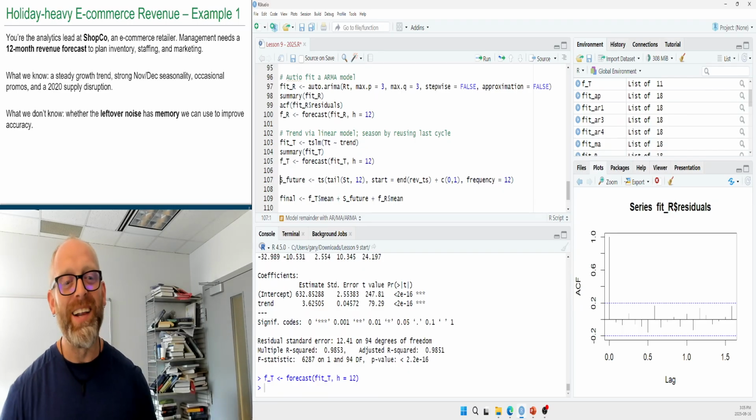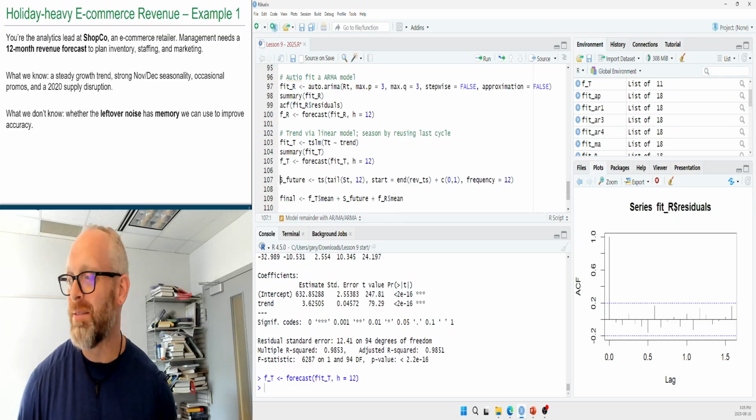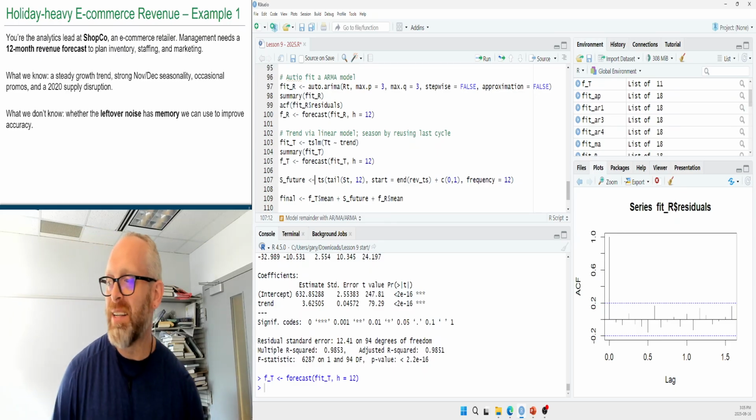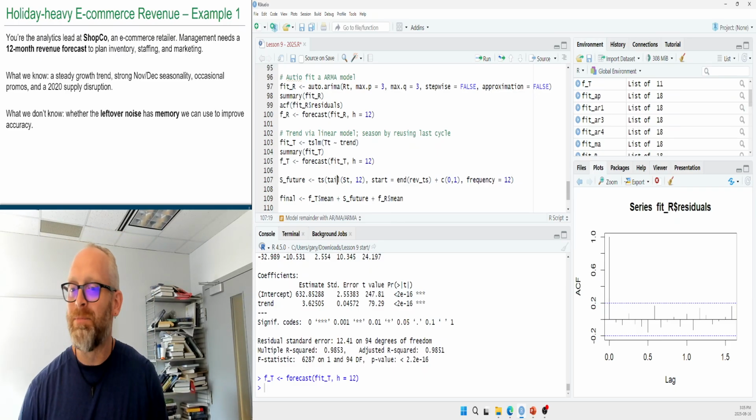There we go. The last thing I need is the seasonality component of this. I have my seasonal vector, my decomposition into my seasonal vector. I'm just taking the last 12 months of that seasonal vector, and that's going to be my new 12-month projection into the future.